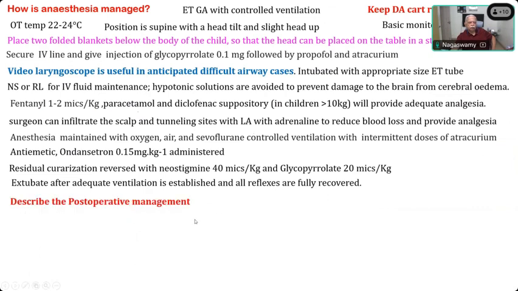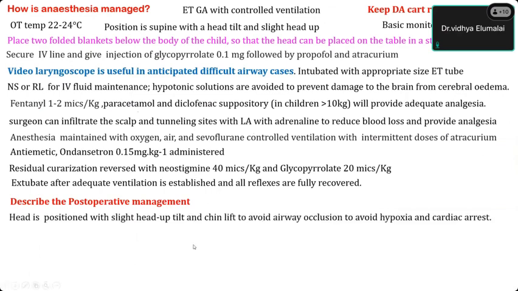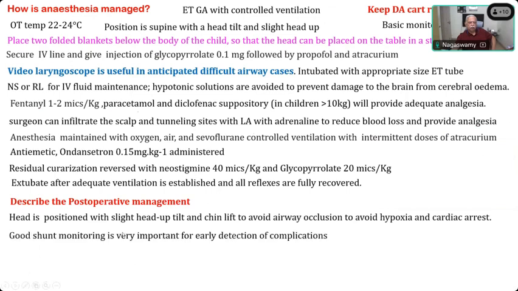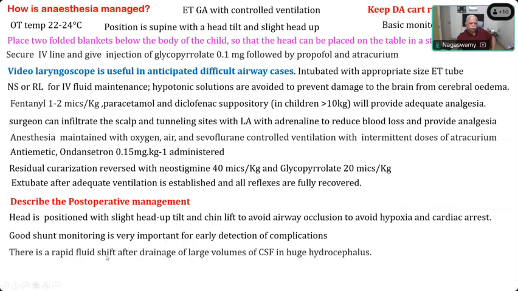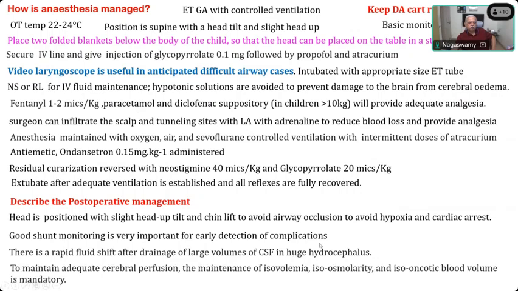What is the post-op management you have to do? Adequate analgesia, antiemetic, daily neurological examination, and we have to look for any malfunctioning of the shunt and signs of raised ICP. Excellent. Head up tilt to avoid airway occlusion. Good shunt monitoring. Rapid fluid shift and drainage of large volume CSF may happen in huge hydrocephalus. Maintain adequate cerebral perfusion. Maintenance of isovolemia, isoosmolarity, and isooncotic blood volume is mandatory.